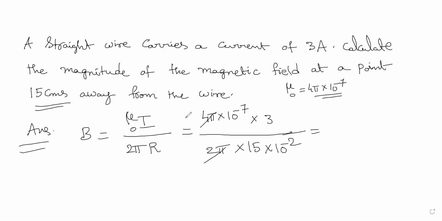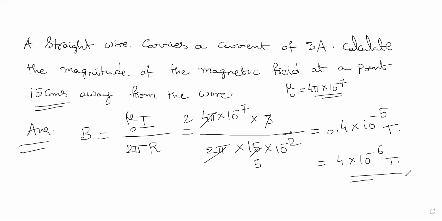And this goes 2 times. And 3 5s are 15. Right? So 2 by 5, that is 0.4 into 10 to the power of minus 5 Tesla. So it's about 4 into 10 to the power of minus 6 Tesla. So that's the answer. It's like 4 micro Tesla.